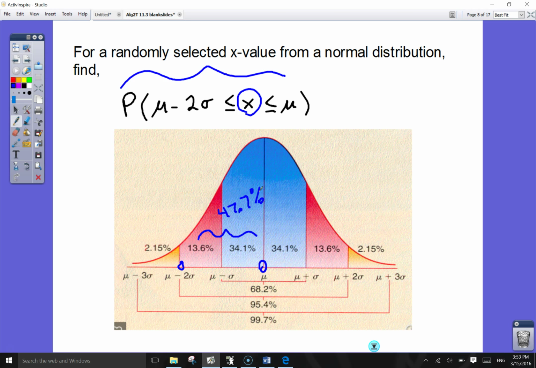So if you're asked the question, what is the probability, you would probably write it as 0.477, because probabilities are between 0 and 1, as we learned on day 1 of this unit. If you're asked for what percent, then by all means you say 47.7%. Okay, so let's try a few more of these.